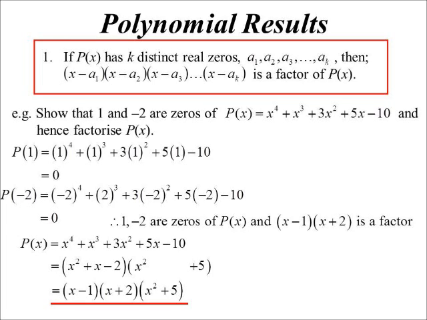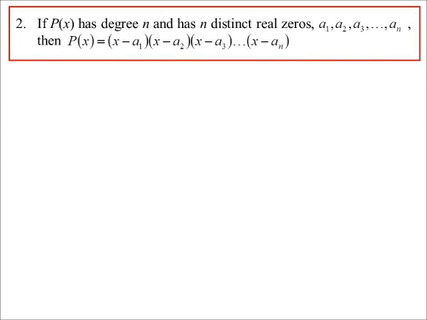All right, second result. If we know the polynomial is of degree n, and we also know there are n real zeros, then x minus a1, x minus a2, x minus a3, and so on is not just a factor, but it must be the polynomial. Right? Because a polynomial of degree n cannot have more than n zeros. You have a maximum of n solutions to an order n. Maximum of 2 solutions to a quadratic. Maximum of 1 solution to a linear equation, and so on.